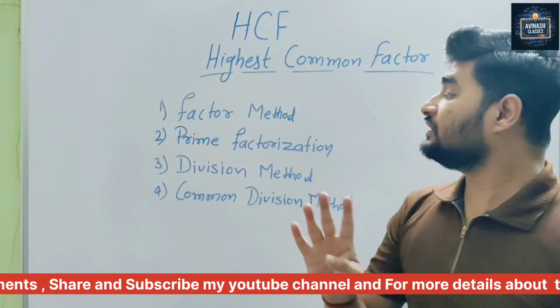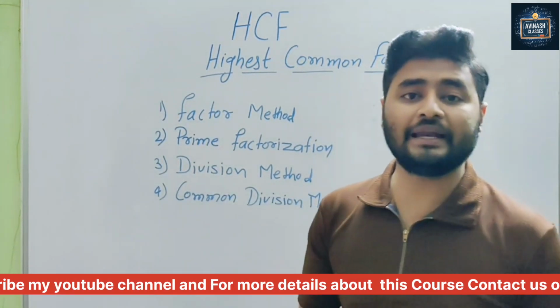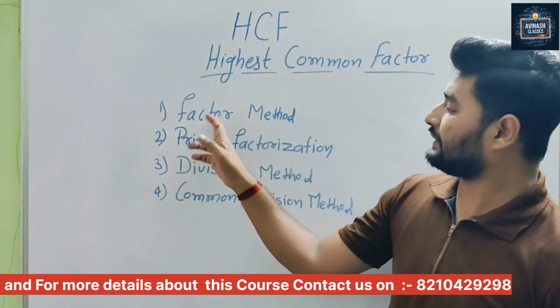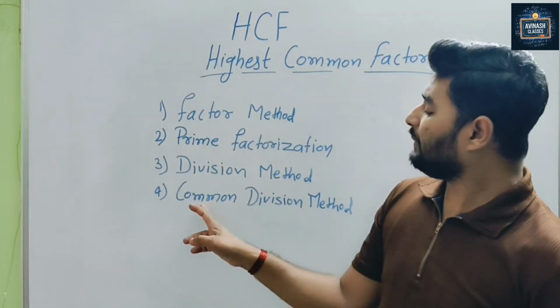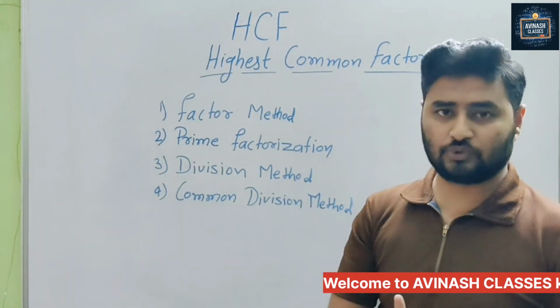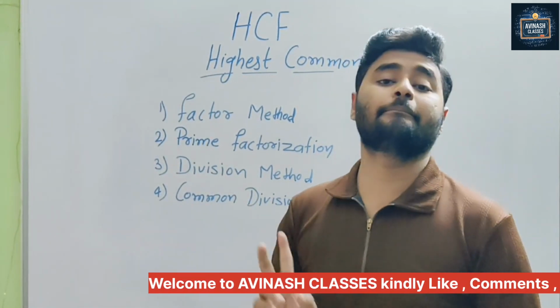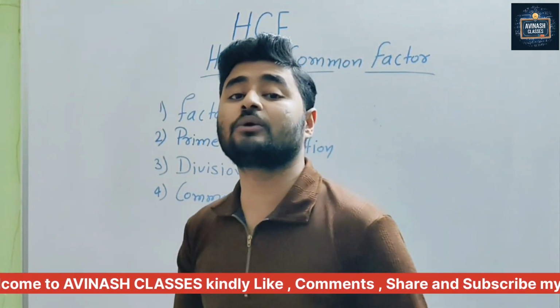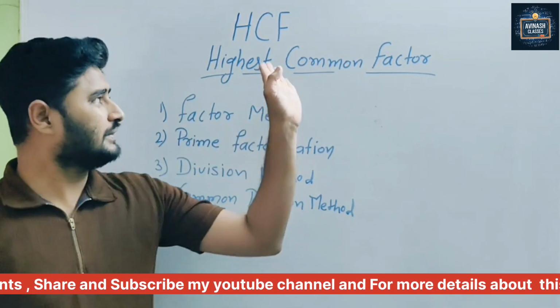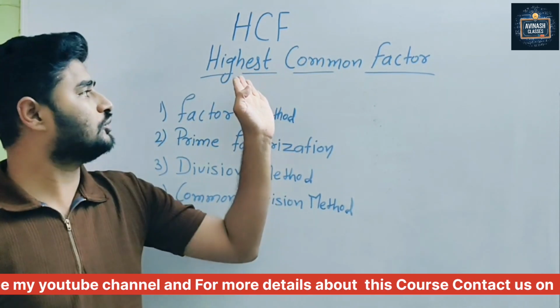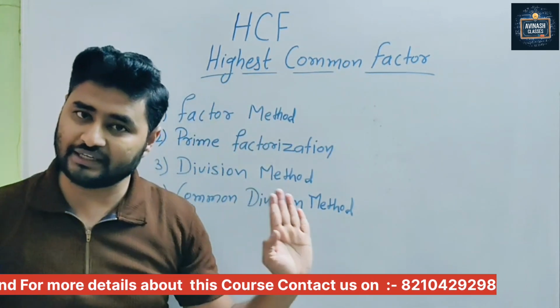How many methods? 4 methods. Actually, in many books there are only 3 methods: factor method, prime factorization method, division method. But the common division method is not in all books. Okay, but this is also one method. So total how many methods are we going to learn? Sir, 4 methods. Okay, first comes the full form of HCF. So highest common factor, that we understand, sir.